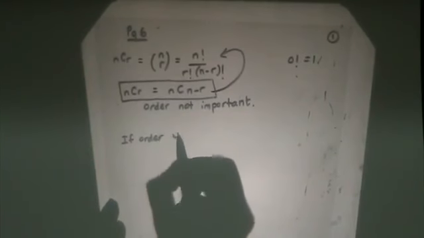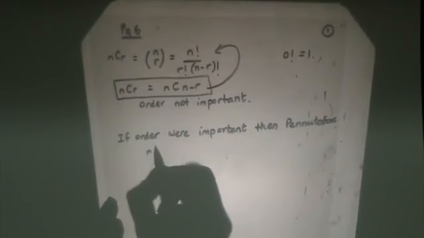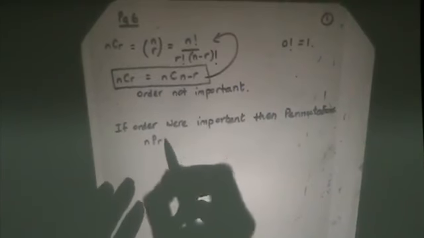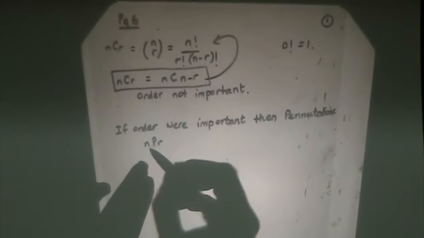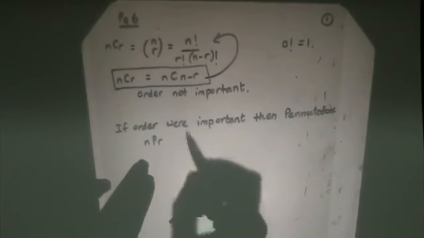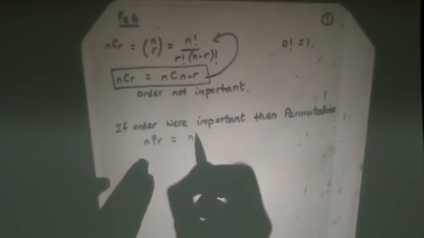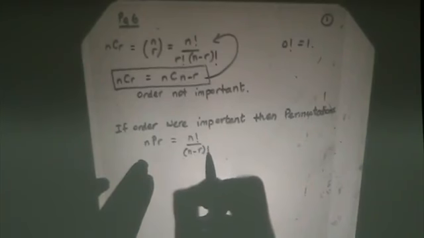This next paragraph talks about permutations, and that is when order is important. So if order were important, then permutations: NPR, the number of ways of choosing R objects out of N objects where order matters, is N factorial over N minus R factorial.